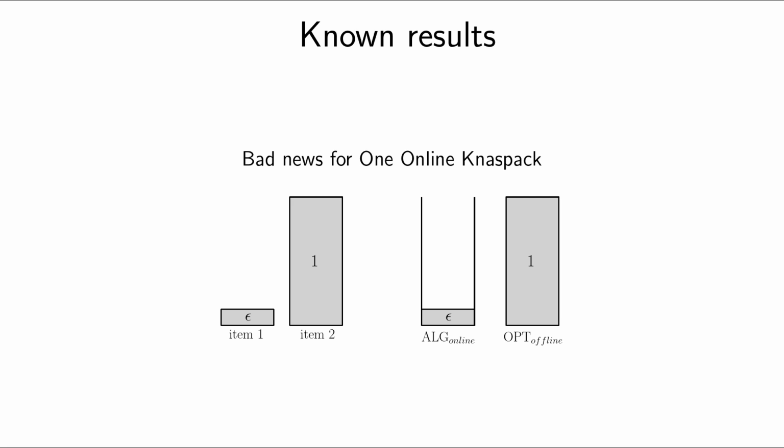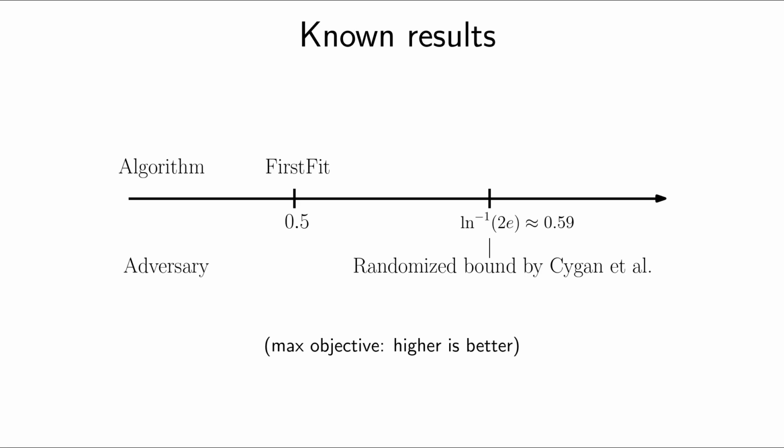More negative examples exist in the literature. For example, multiple knapsack with weighted items is non-competitive, even in the randomized setting. Known results for online multiple knapsack are the following. We already mentioned the first fit algorithm, and in the same TOCS 2016 paper, Żygan and others provided an upper bound of approximately 0.59 for the competitive ratio of any randomized algorithm. Prior to our paper, these results were best.